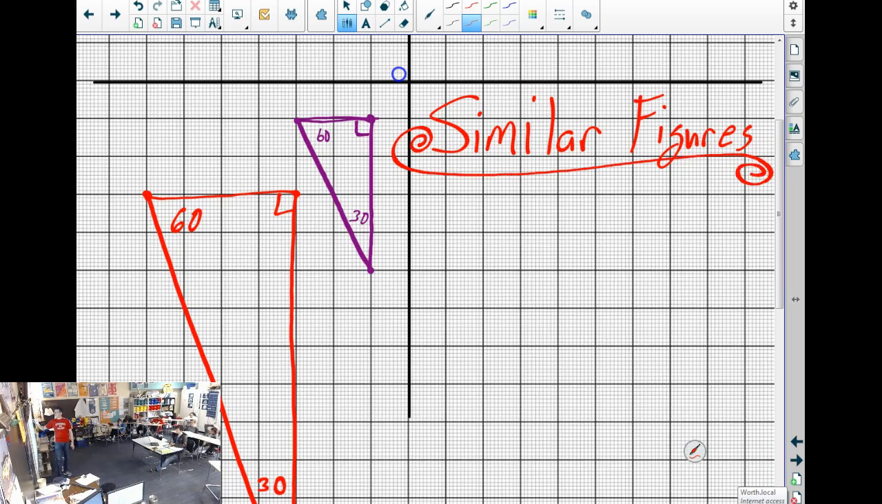Wait, Mr. Hudson? Yeah? You only made yours twice as big, and you said to do 3. My smartboard's only so big. It doesn't matter what size you dilate it. I just wanted you guys to be able to see the angles stay the same. So, write down similar figures. Same shape.